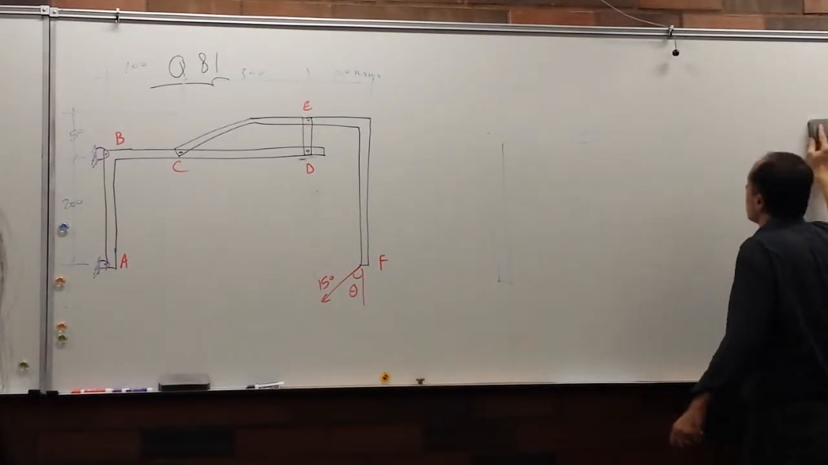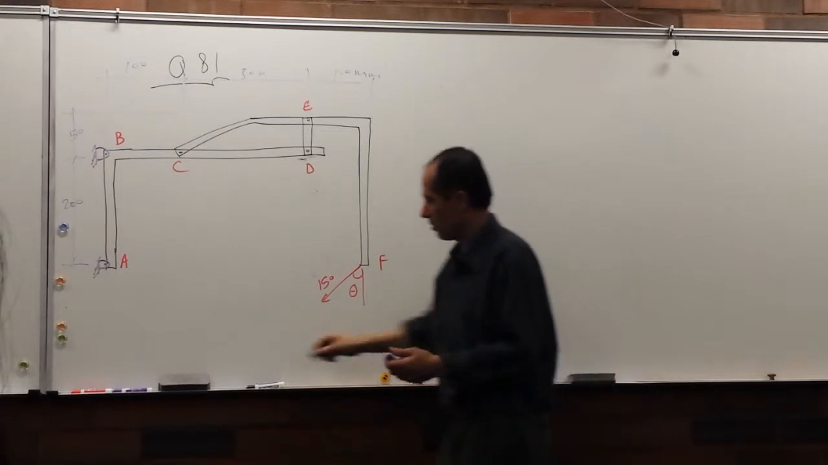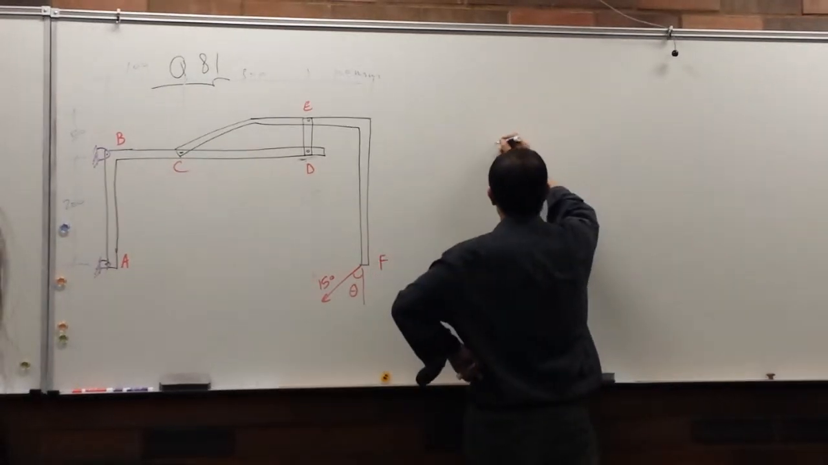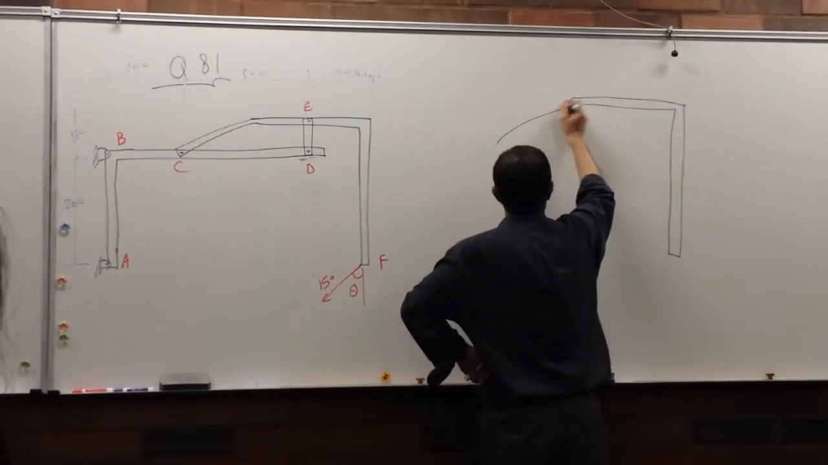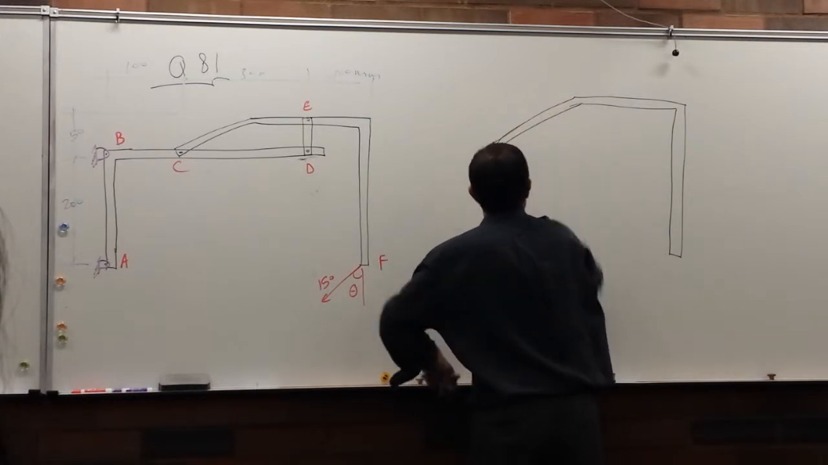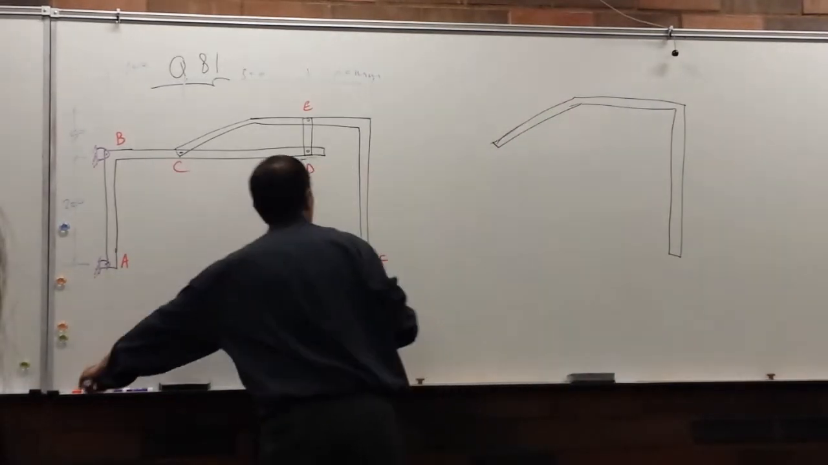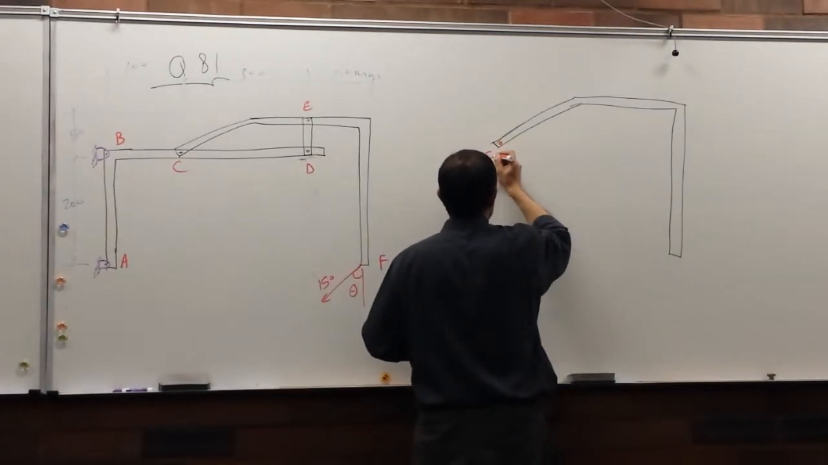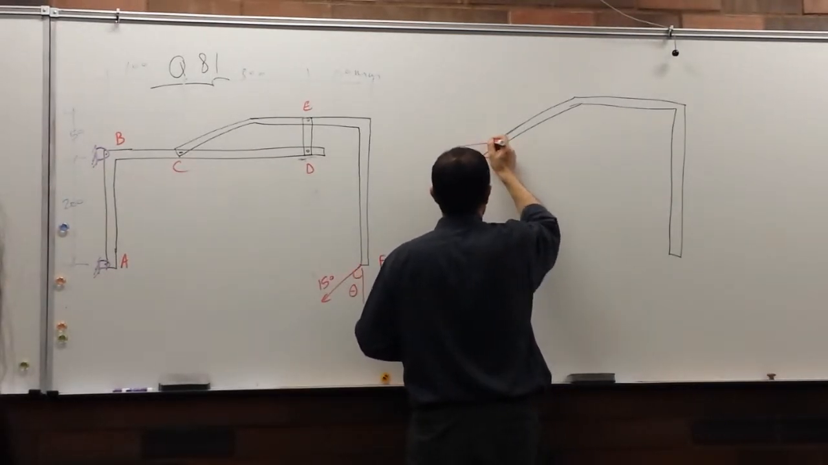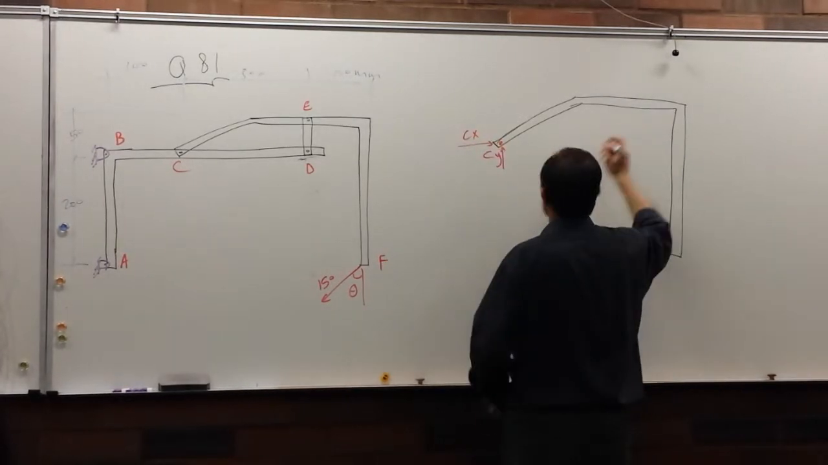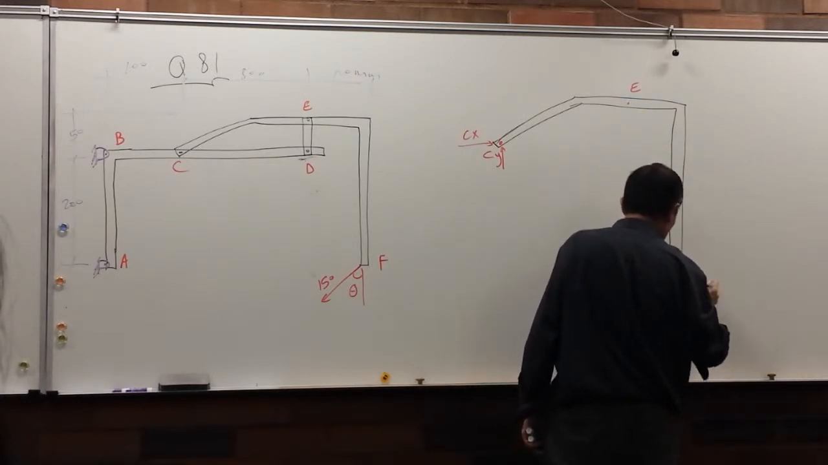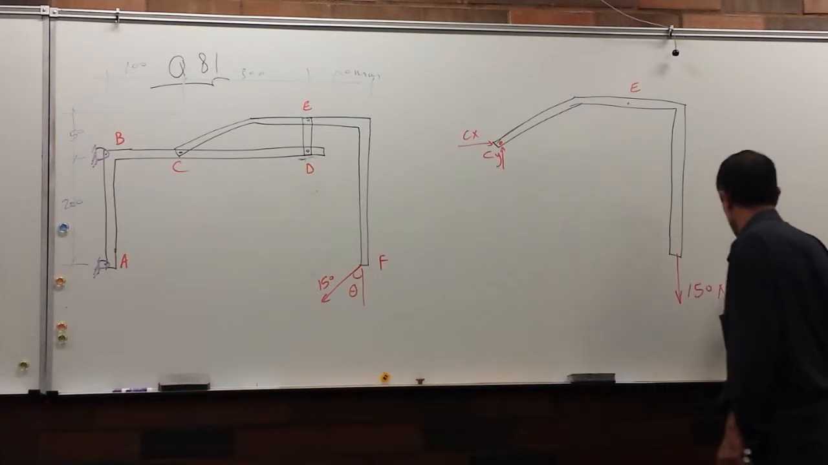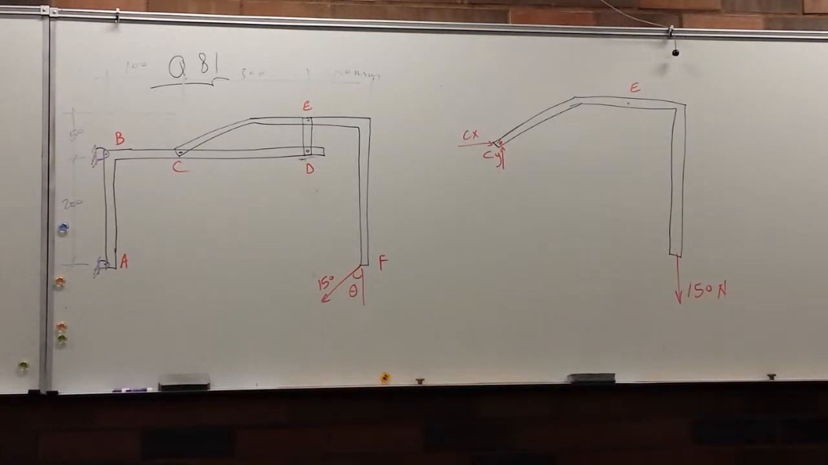Has everybody understood how we did this? So the one on the right, which is this one here, this one has these reactions here, Cy, Cx, this is E, and this is 0, 150 Newton. How should I write E? From D to E.